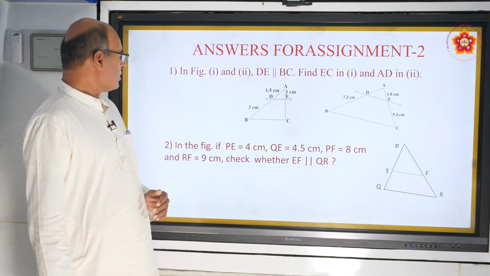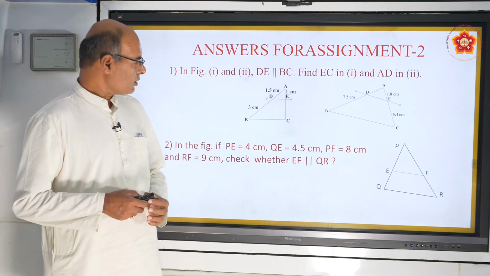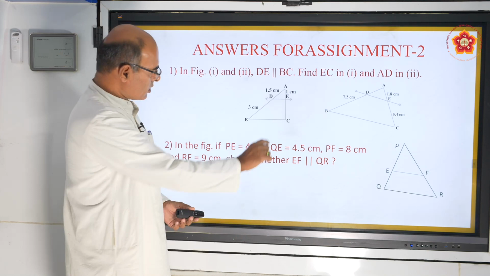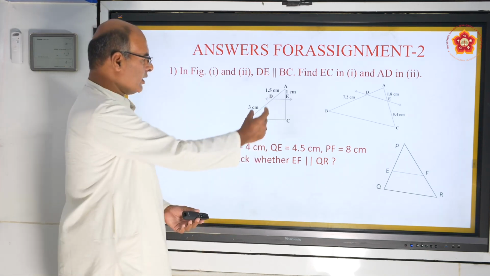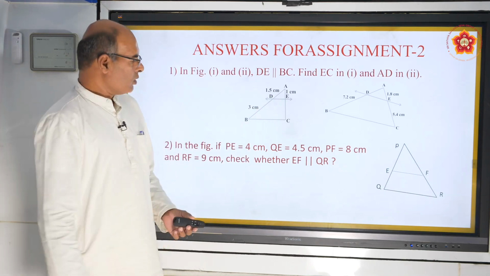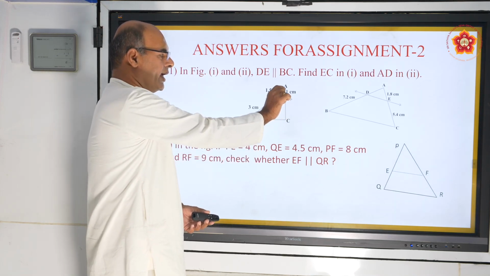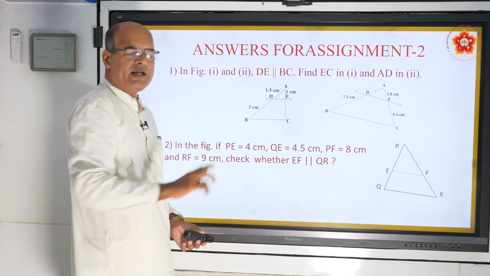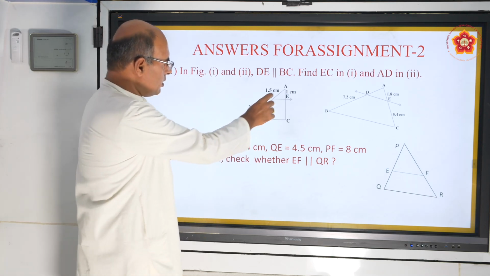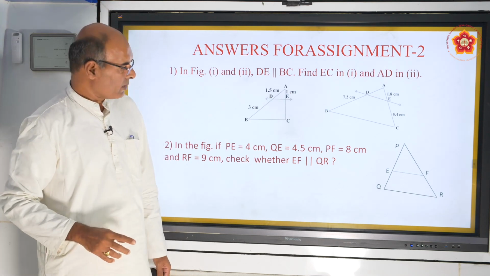Three questions were given. First question, very simple. I hope all of you have done it. It is given that DE is parallel to BC. You are asked to calculate EC. Look here, 1.5 and 3. AD by DB is in the ratio 1:2. So you can apply the Thales theorem like this also: CE divided by AE is equal to BD divided by DA. Like that also you can apply. So it is in the ratio 1:2. So here 1 centimeter, it must be 2 centimeter.